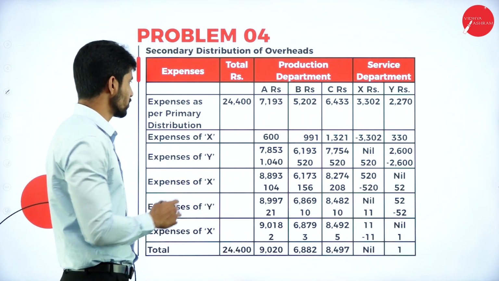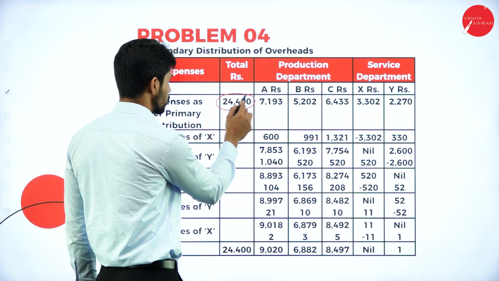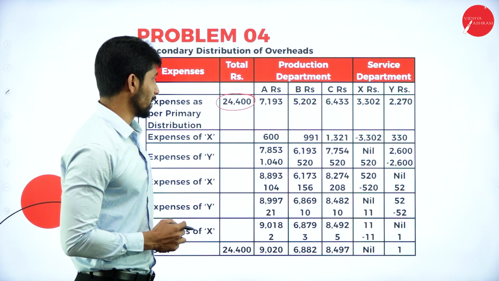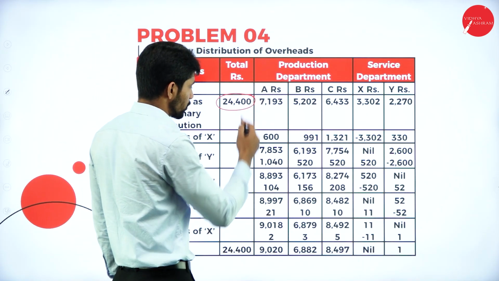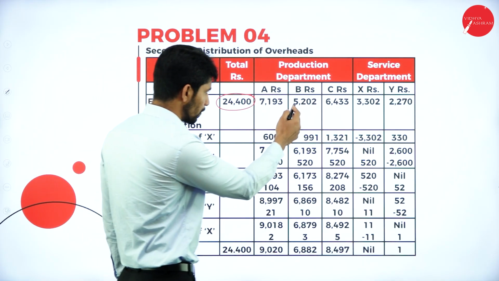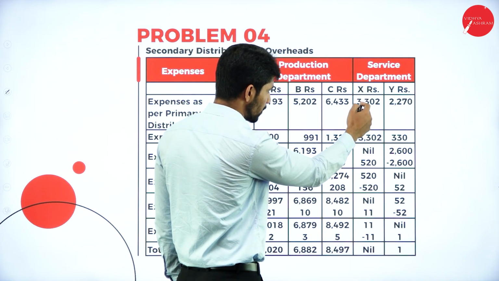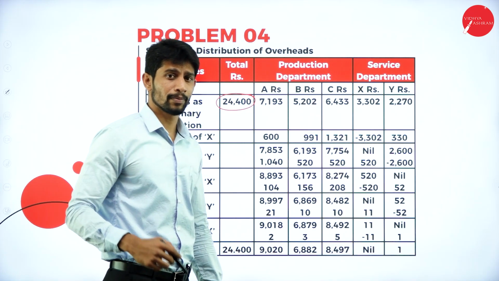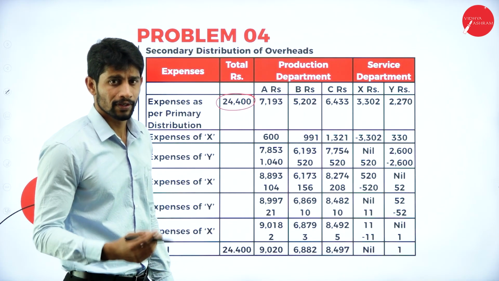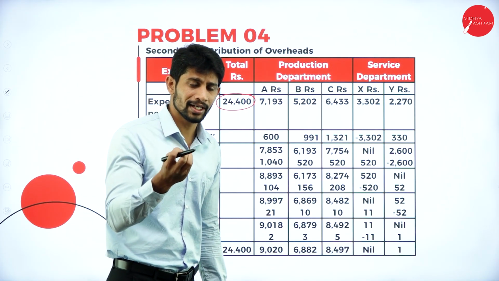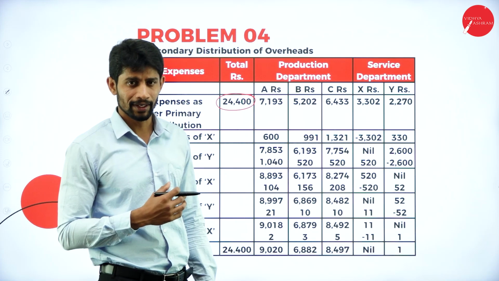Again, first you are supposed to write expenses as per primary distribution. What is the total expenses as per primary distribution? It is 24,400. Next, production department A 7,193, B 5,202, C 6,433, service department X 3,302, service department Y 2,270. Now how are we supposed to distribute the expenses of service departments X and Y among other departments?